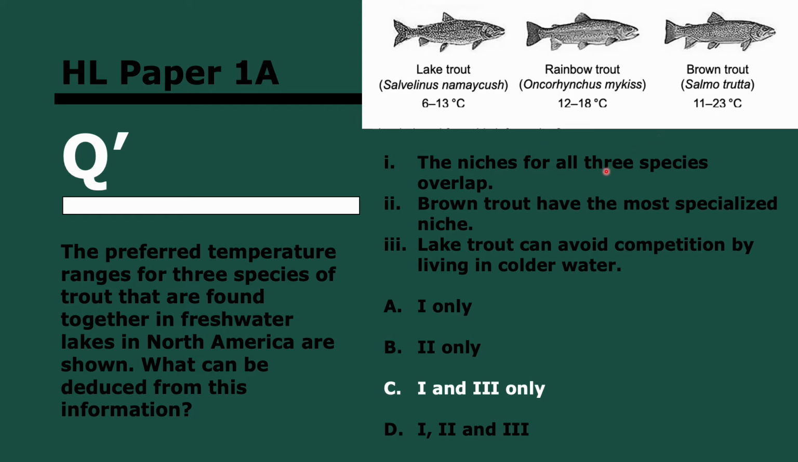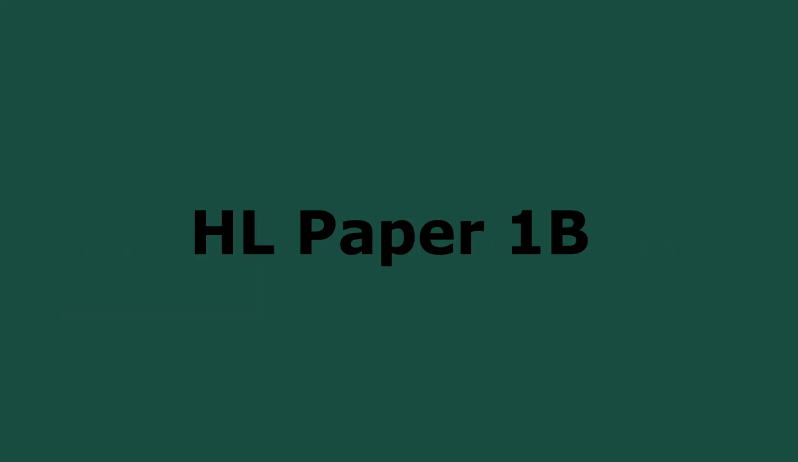2 is false because brown trout over here do not have the most specialized niche, right? I mean, they share a big part of the range with the rainbow trout. Actually, the lake trout, if any, is the most specialized. And then lake trout can avoid competition by living in cold water. That's true, right? They have a range from 6 to 11 where none of the other trouts can live. So they avoid competition in those ranges. So that's why 1 and 3 are correct.